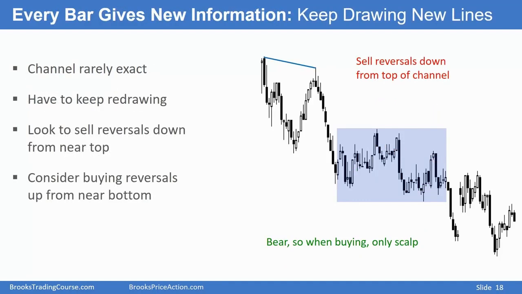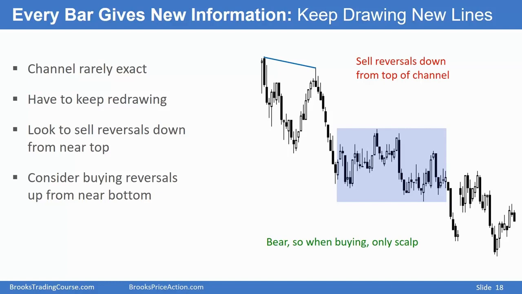Traders will sell reversals down from the top of the channel. The channel rarely is exact. Sometimes on television or on the web, you'll see channels that look perfectly parallel, but that's not how channels typically look. The channels are rarely exact, and you have to keep redrawing the lines. And anytime the market is near the top of the channel, look to sell reversals down.